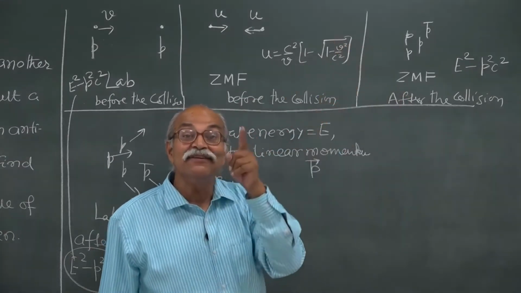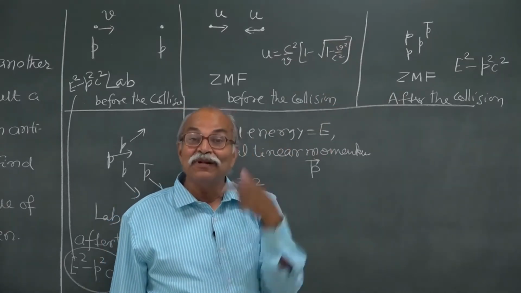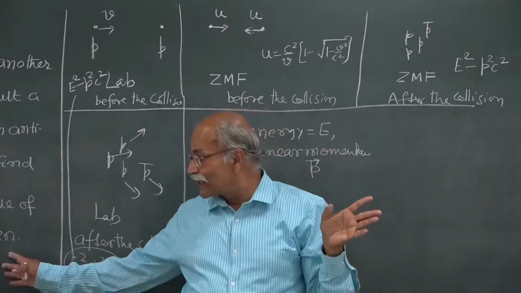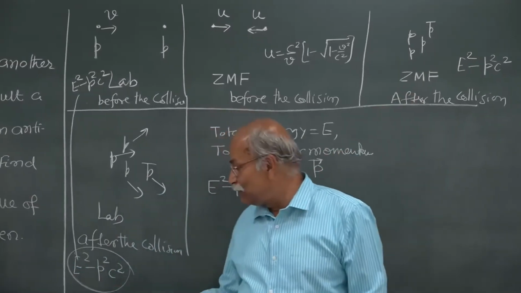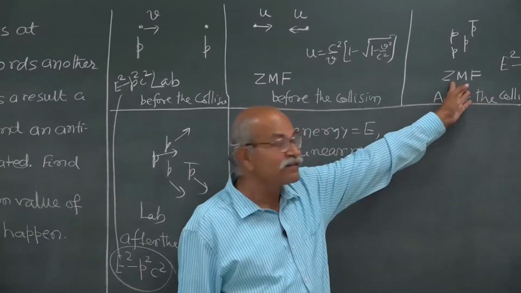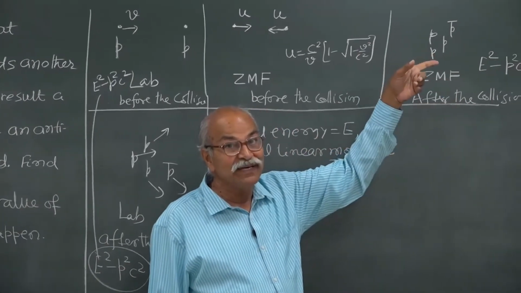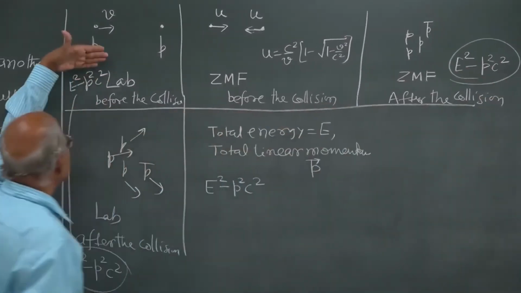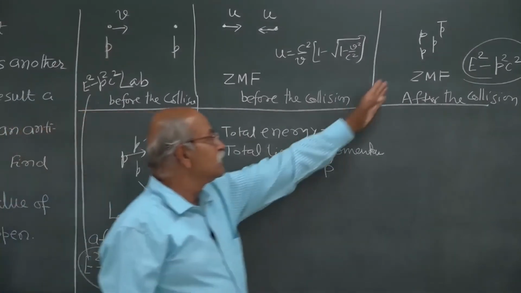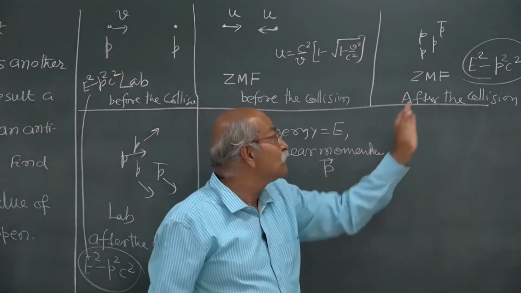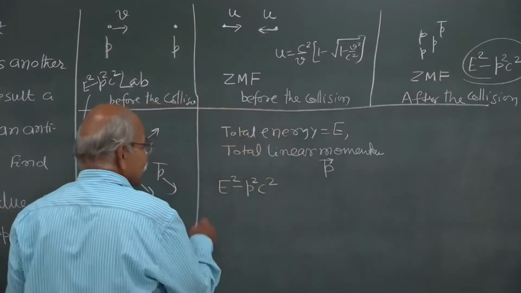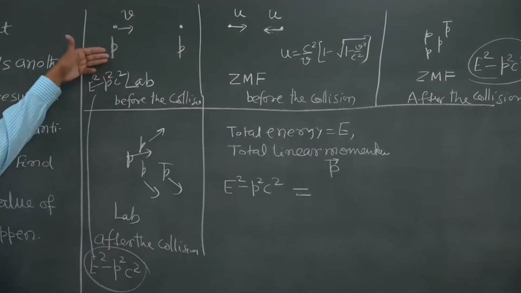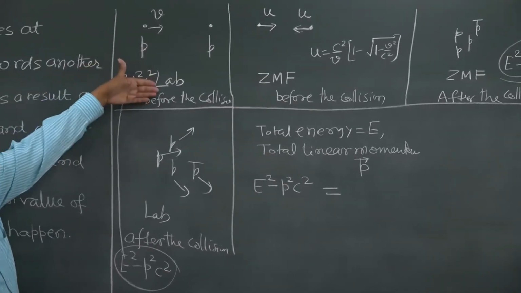quantity is Lorentz invariant. When you do all kinds of Lorentz transformations, E will be different here and E will be different here, P will be different here and P will be different here, but E square minus P square C square is the same, and therefore all these three are the same. This one and this one, all values of E square minus P square C square are the same. Okay, so let us calculate this from here before the collision in the lab frame.